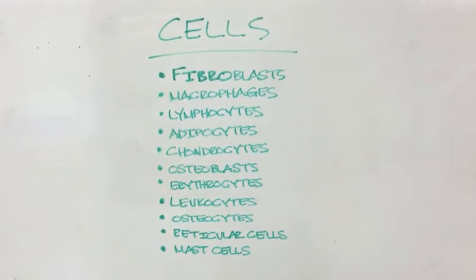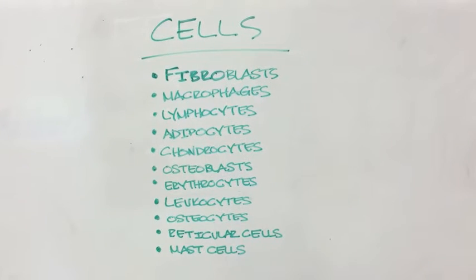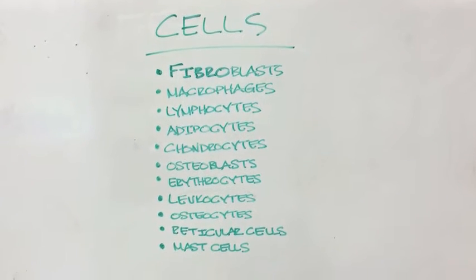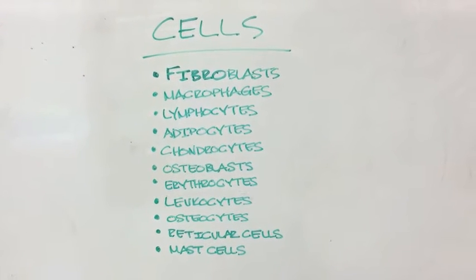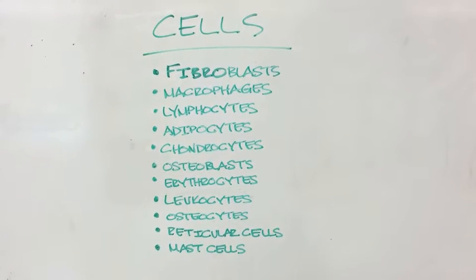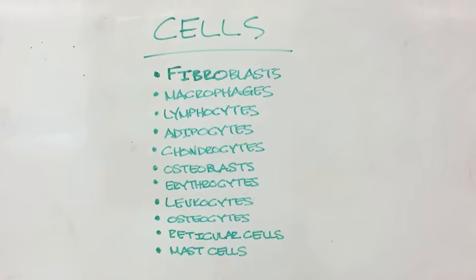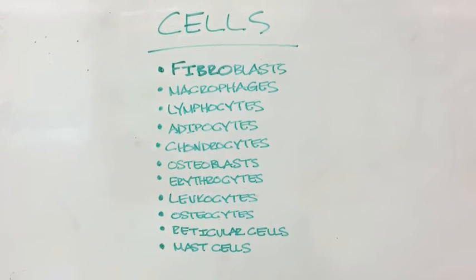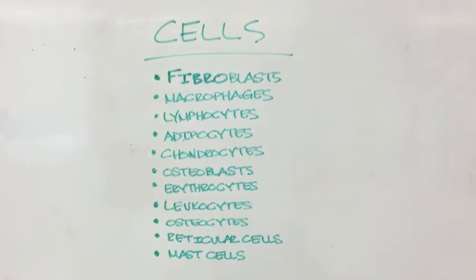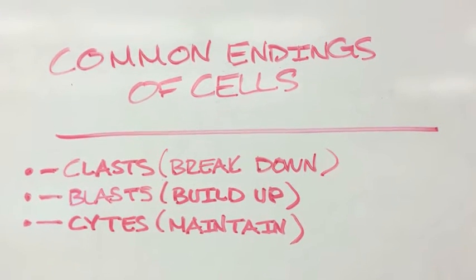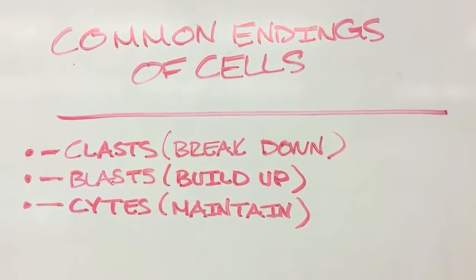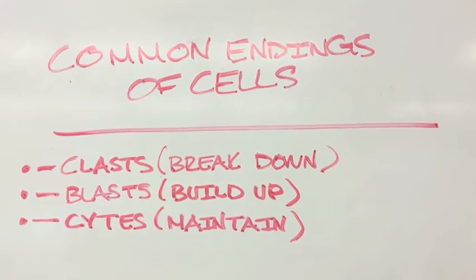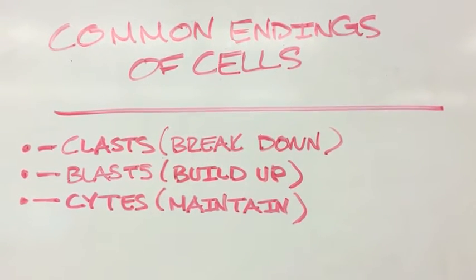The cells that make up connective tissue consist of fibroblasts, macrophages, lymphocytes, adipocytes, chondrocytes, osteoblasts, erythrocytes, leukocytes, osteocytes, reticular cells, and mast cells. The 3 common endings of the names of cells consist of clast, which means to break down, blast, which means to build up, and cytes, which mean to maintain.